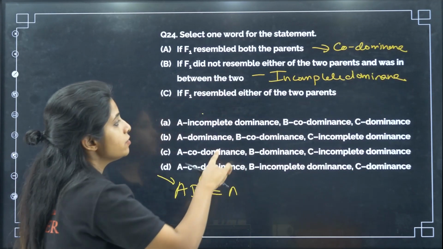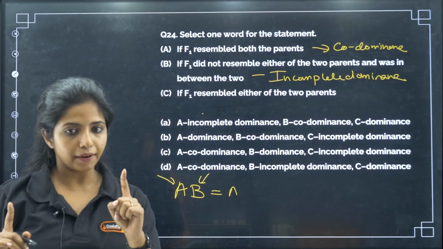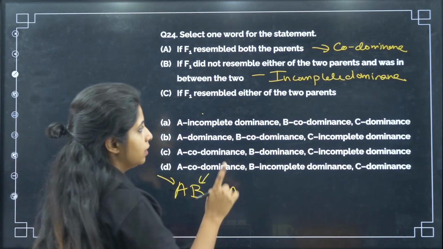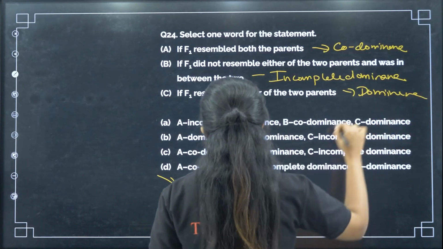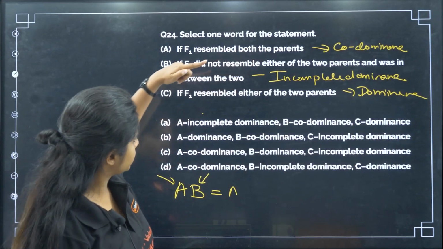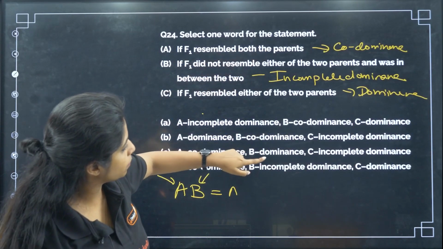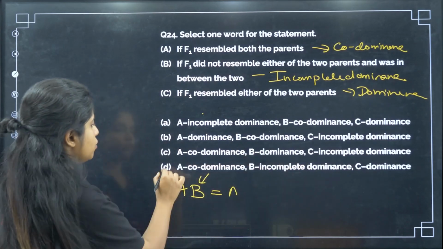Now, if F1 resembled either of the two parents, only one parent, but either of them, that means one is dominant. So can I say it's dominance? Yes, I'll call this dominance. So what is that option that matches all of this? Codominance, incomplete dominance, and dominance.